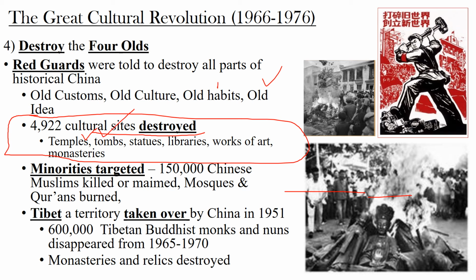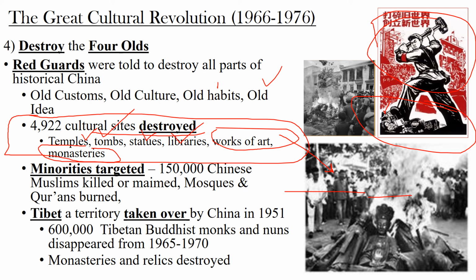Again, temples, tombs, statues, libraries, works of art, pottery, monasteries, anything that was non-communist culture had to be smashed. And you can see all this stuff. They're smashing Christian stuff, Buddhist stuff, records, whatever the case may be, blowing stuff up with grenades and artillery, burning statues of Buddha that are hundreds and hundreds of years old.